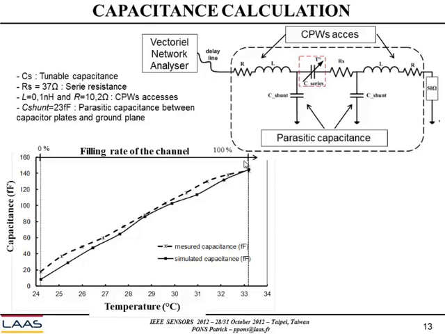Well, we have extracted the value of the capacitance by using this circuit. Here you can see the variable capacitor in series with a resistance. Here the two port is a coplanar waveguide access, and here it is a parasitic capacitance. When we extract the value of the capacitance in femtofarad, we can see that it's going from 20 femtofarad to 140 femtofarad, between 0 and 100% of filling, with a quite good agreement between measurement and simulation.